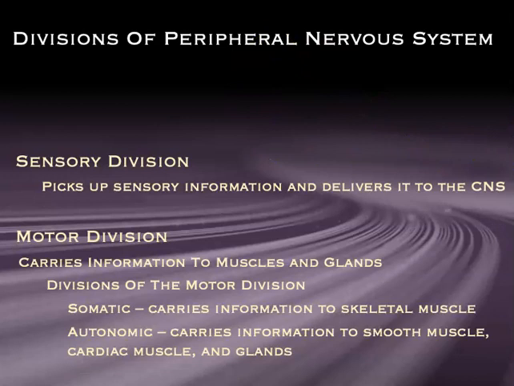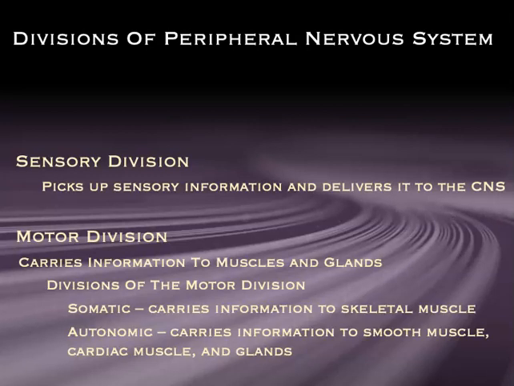We're going to spend a lot of time with the central nervous system, but the peripheral nervous system is further subdivided into the sensory division, which picks up sensory information and brings it to the brain, and the motor division. And the motor division carries information to muscles and glands, which is further divided. So the motor division is divided into the somatic, which carries information to skeletal muscle, and then the autonomic, which carries information to smooth muscle, cardiac muscle, and the glands. All right, so that's the involuntary aspect of the motor division.